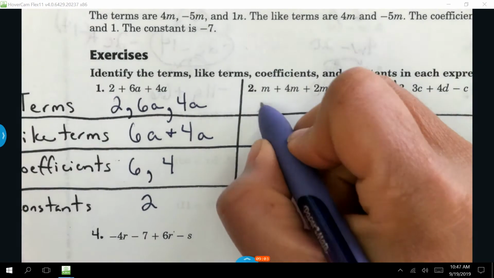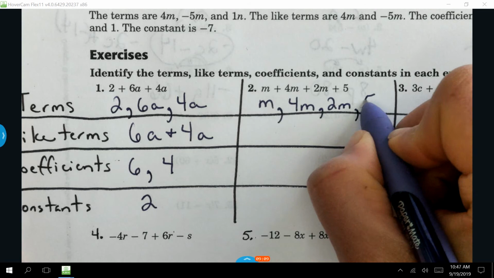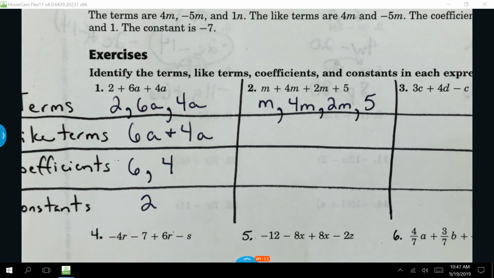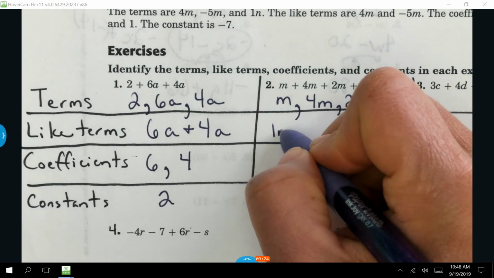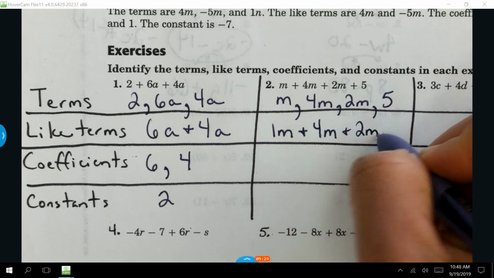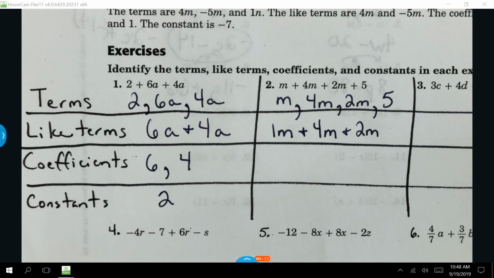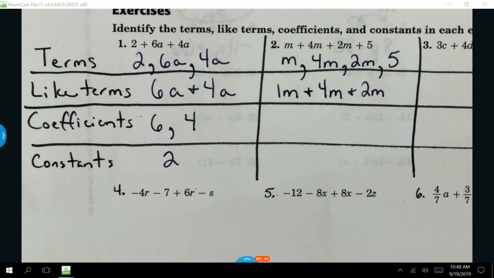Here, our terms. We have m, 4m, 2m, and 5. What are our like terms, meaning we could add them together in this case? Say the first one again. 1m. Yes. We could put 1m with 4m and 2m. Always remember, if it's a single variable, it has a 1 in front of it. And if it's a negative variable, that means there's a negative 1 in front of it. This is a big concept that comes up over and over again. And some students struggle with that idea.